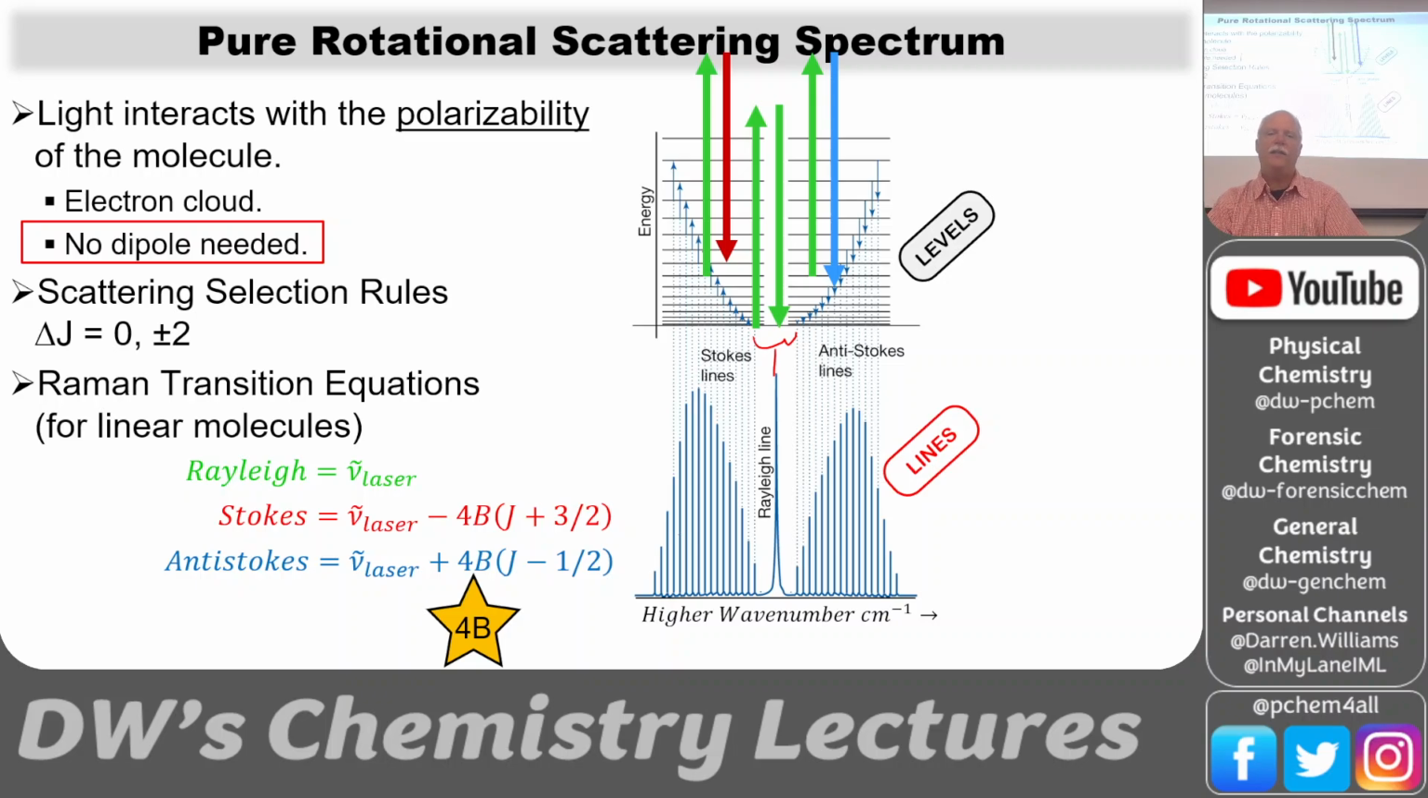The advantage of this is that fluorescence is always redshifted. So if that laser line gives us fluorescence, this would be a fluorescence signal.